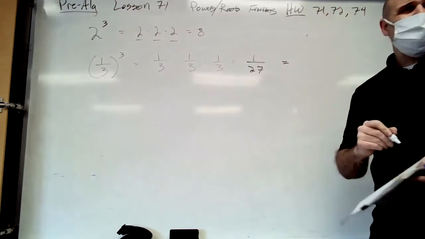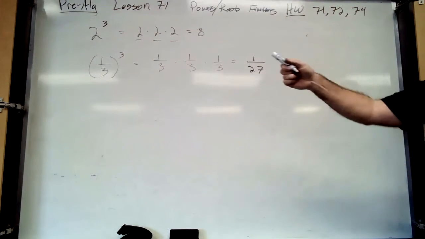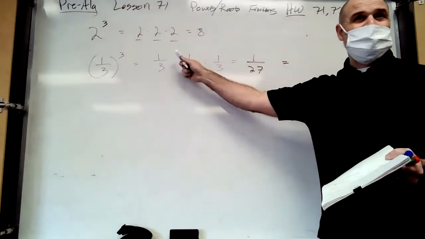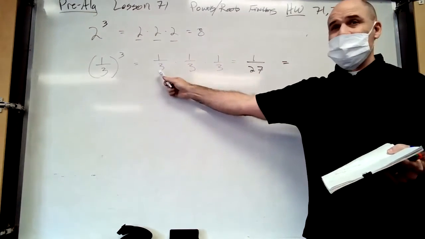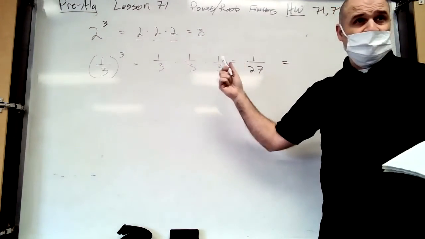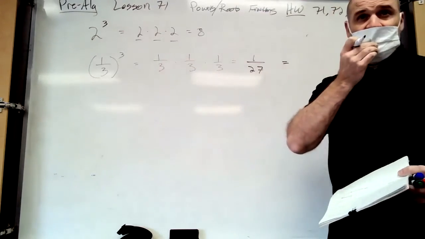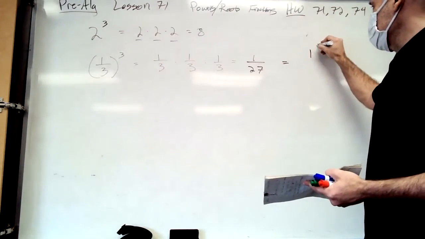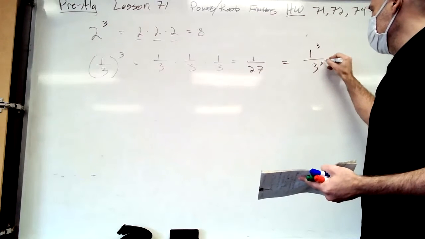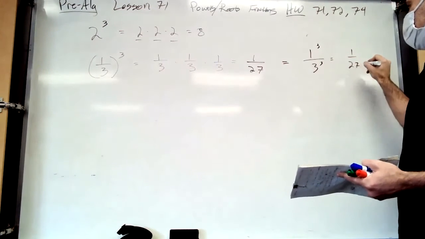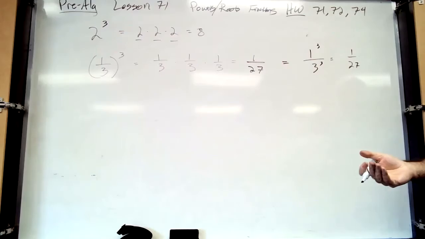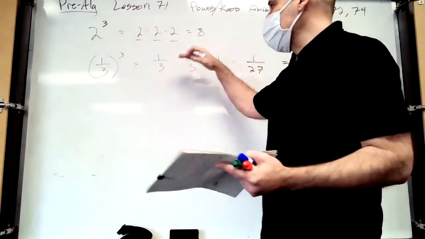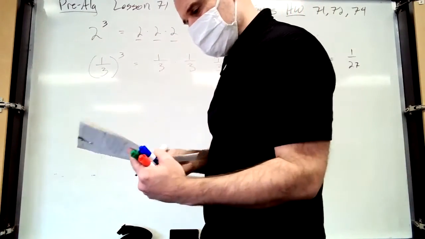So here's another shortcut. What did you do with the numerators? You just multiplied the numerator times itself 3 times, and the denominator times itself 3 times, right? So another way to write this problem is 1 cubed over 3 cubed. It's not like you're going to cross reduce anything, right?